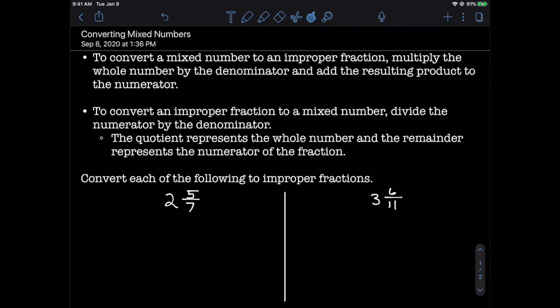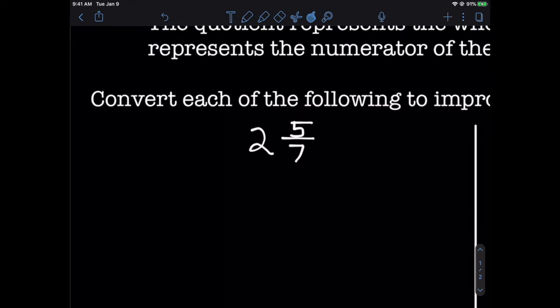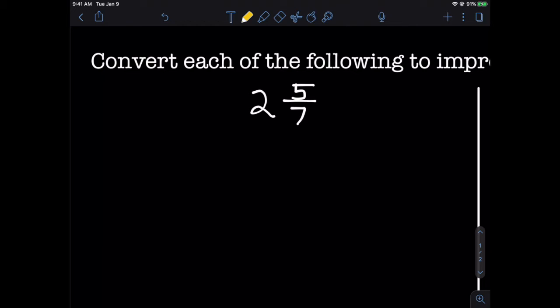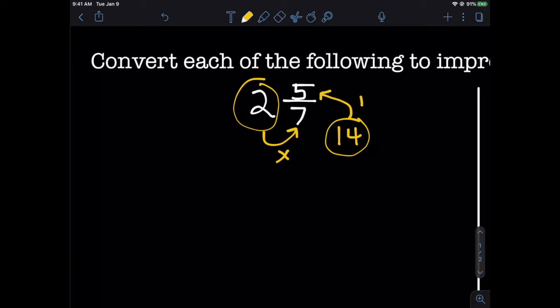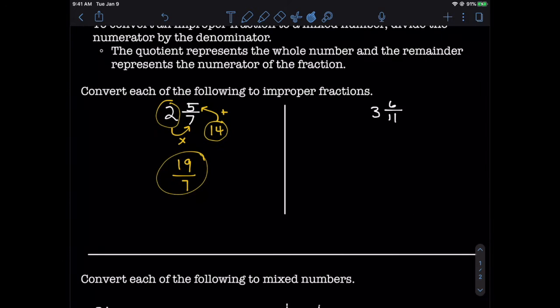We want to start by converting 2 5/7 into an improper fraction. All we've got to do is follow our steps here. We're going to take our 2, our whole number, and multiply it times the denominator. 2 times 7 is 14. We're going to take this number and add it to the numerator. 5 and 14 together give us 19. And we keep our denominator the same, 7. So 2 5/7 is the same as 19/7.